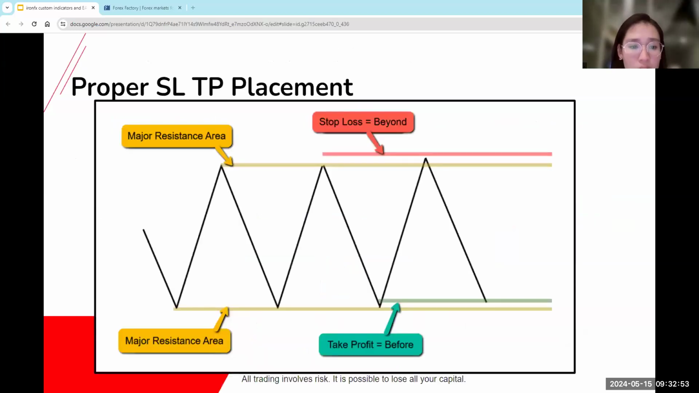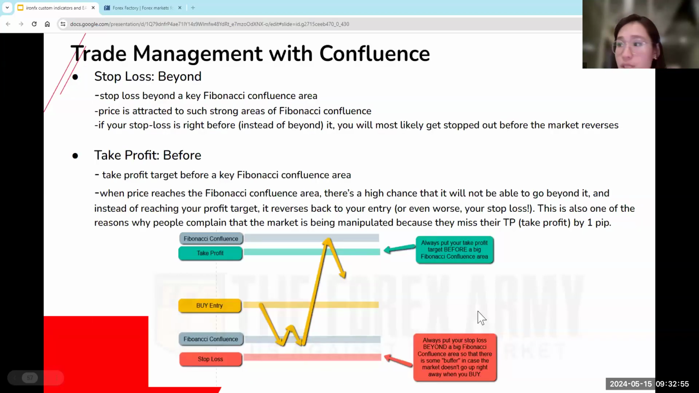Okay. Yep. So in this example here, we are going in for a buy entry. So obviously we would place our take profit above and your stop loss below. So in this case, when you're going in for a buy entry, we'll place our take profit and stop loss below your key areas or your Fibonacci confluence areas. Okay, so for a buy entry, place it below.